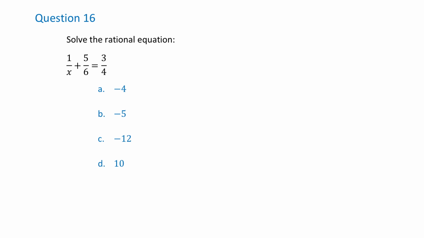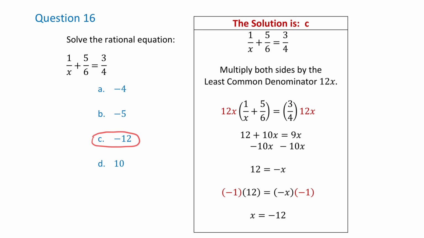And now let's see the right solution. The right solution is C. In this equation, the denominators are x, 6, and 4. The least common denominator is 12x. This means that x goes into 12x, 6 goes into 12x, and 4 goes into 12x. We will multiply both sides of the equation by 12x to eliminate all these denominators.